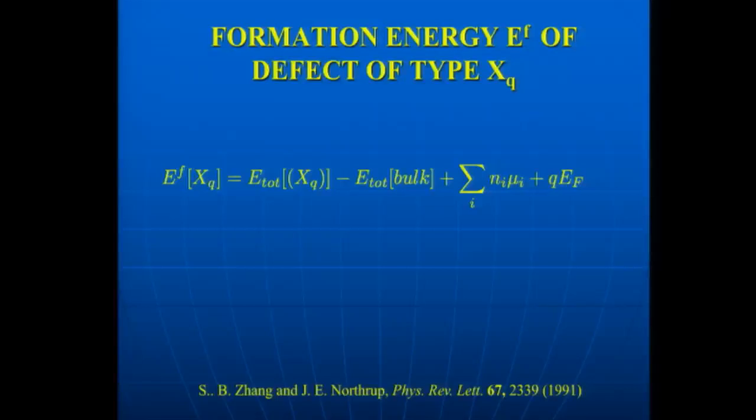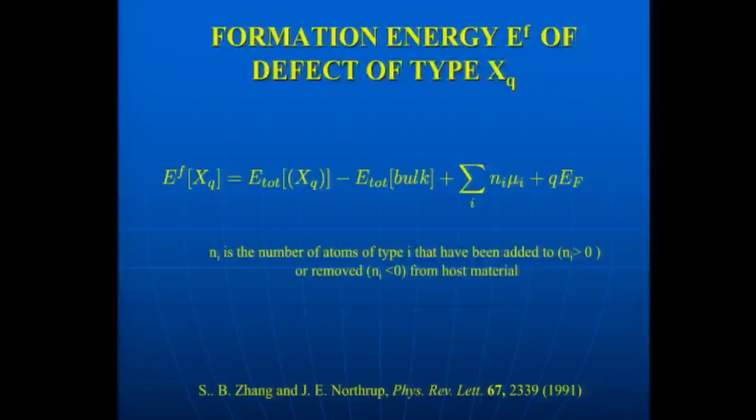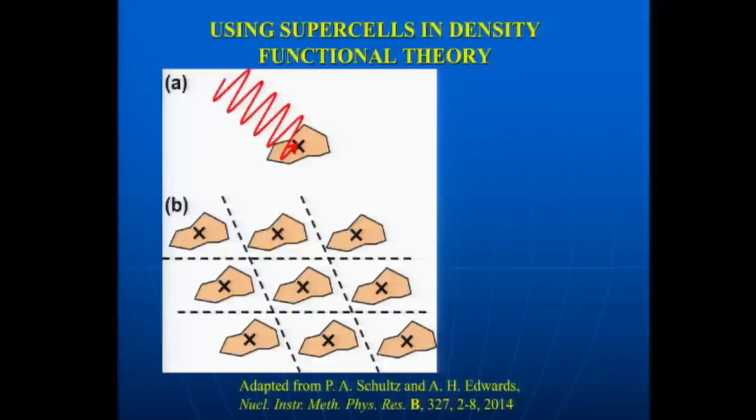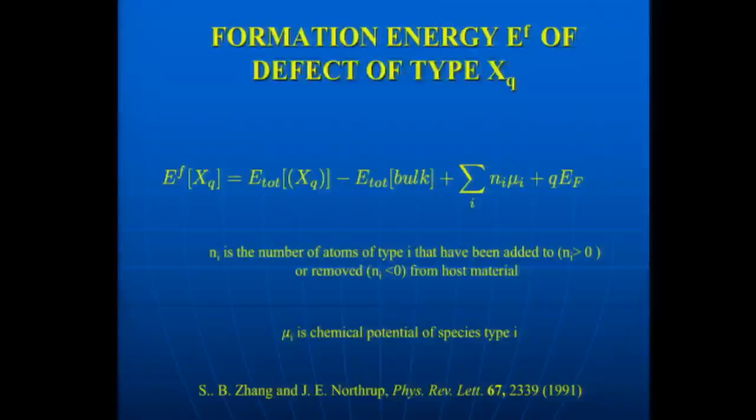So this model of how you calculate a formation energy was generalized for many different types of atoms by Zhang and Northrup back in 1991. They showed that you can use this relationship to look at systems where you add atoms to the system or subtract them, depending upon the values of n. And again, you need a chemical potential for your species as a reference state. So I'll go back to this diagram. Your thermodynamics is here and here. This is how much energy it takes to bring in or take out an atom. This is how much energy you need to add or subtract from the system from a chemical reservoir of electrons, namely the Fermi level.